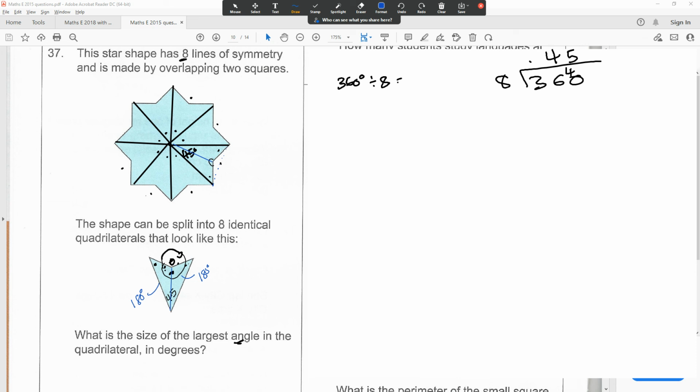So this star shape, let's read it one more time. This star shape has 8 lines of symmetry and is made up by overlapping 2 squares. Why did they tell us about the 2 squares? Why are the 2 squares so important? That's a hint. So if I draw the squares back in, they will look like this. And the other square goes this way and this way.